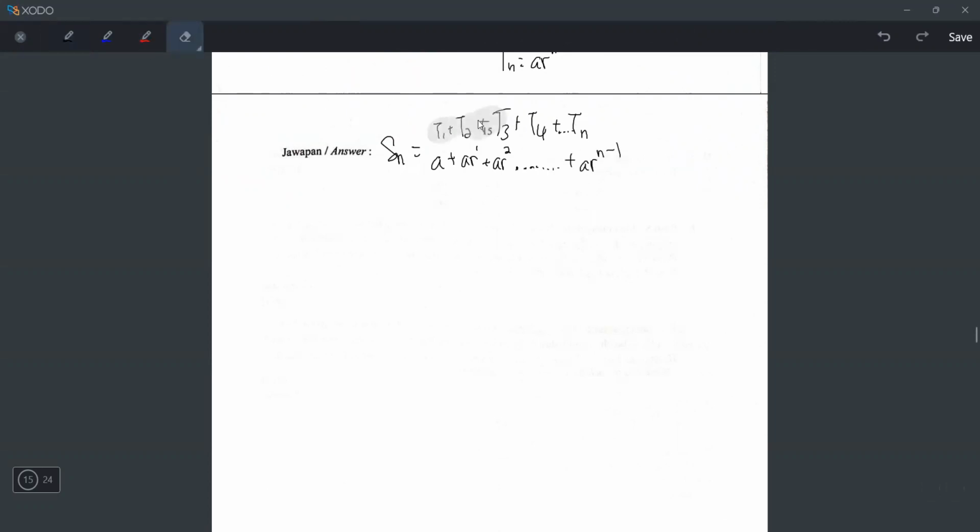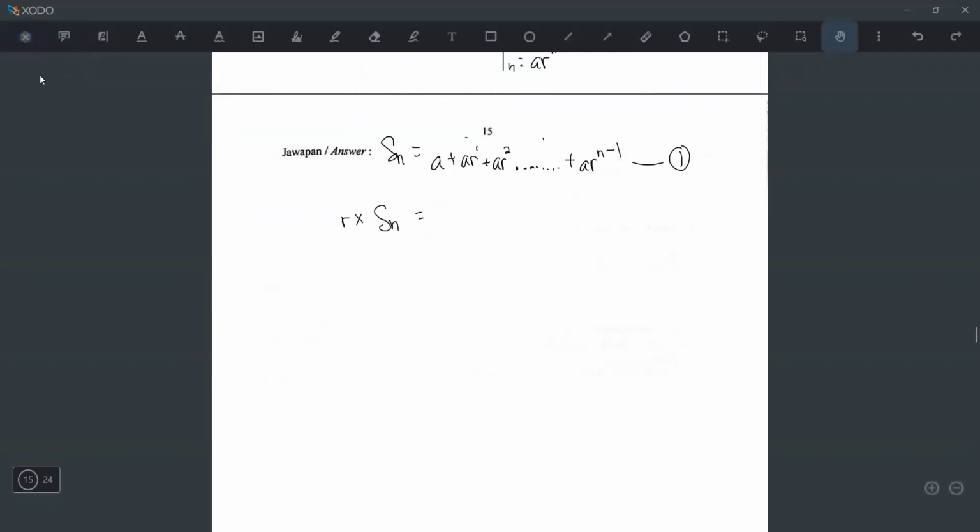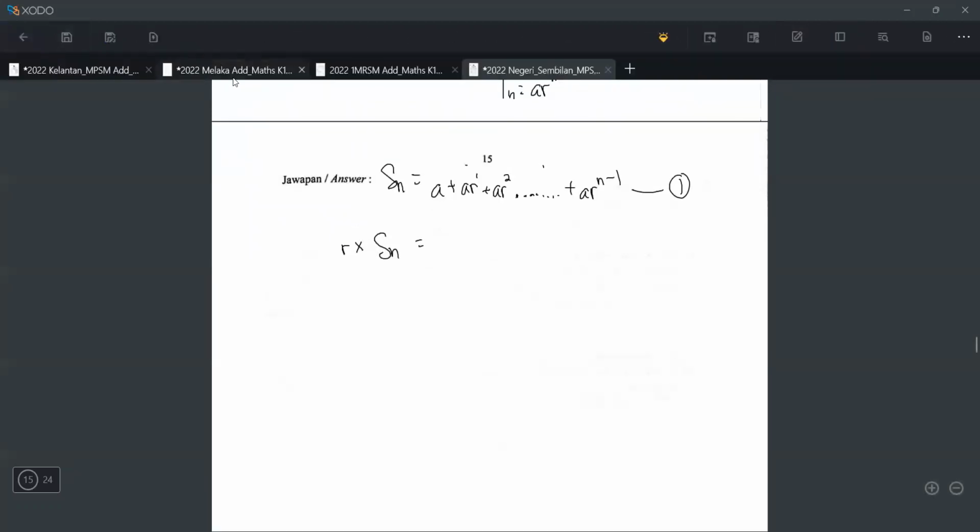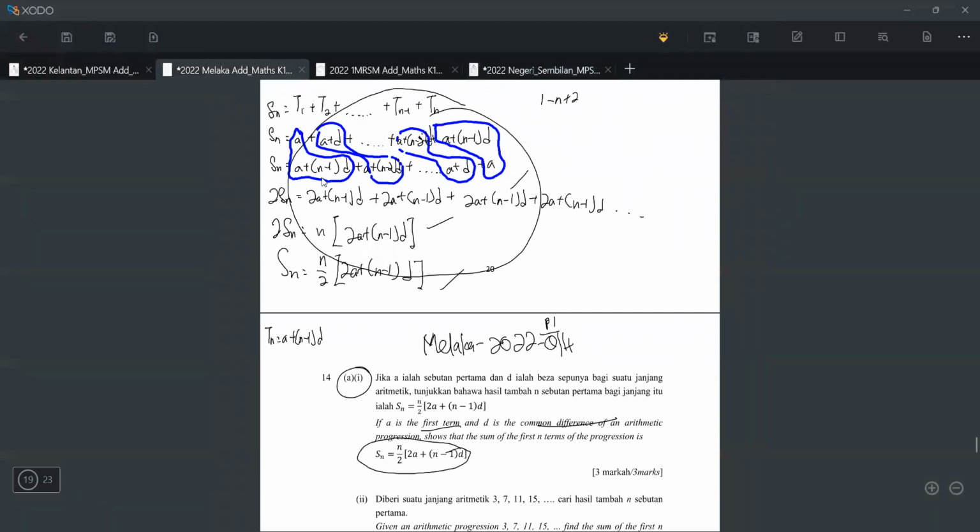And I think I will erase all this. Okay, so that's the Sn. I will call this equation 1, and then I will take the same Sn, but this time I will multiply by r. But if you remember, in the Malacca one I didn't do it like this. Let's go to Malacca. I never multiplied. I actually just wrote it differently and then paired them up together.